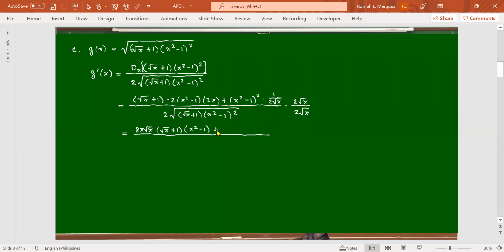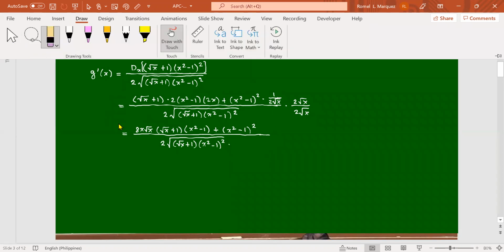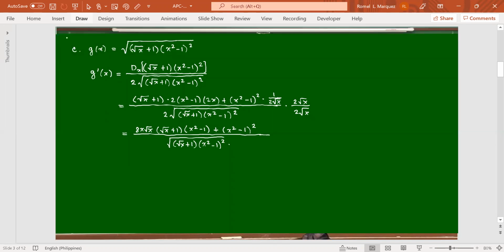What about the second group of terms? Plus. Okay? Cancel this here. We are left with x squared minus 1, all over 2 is square root of square root of x plus 1, x squared minus 1 raised to 2, times 2. So it becomes 4 now. 4 square root of x. Okay, guys? That's it.